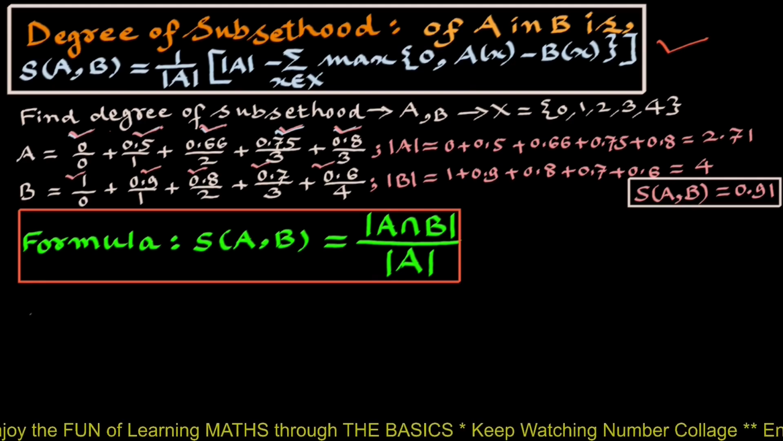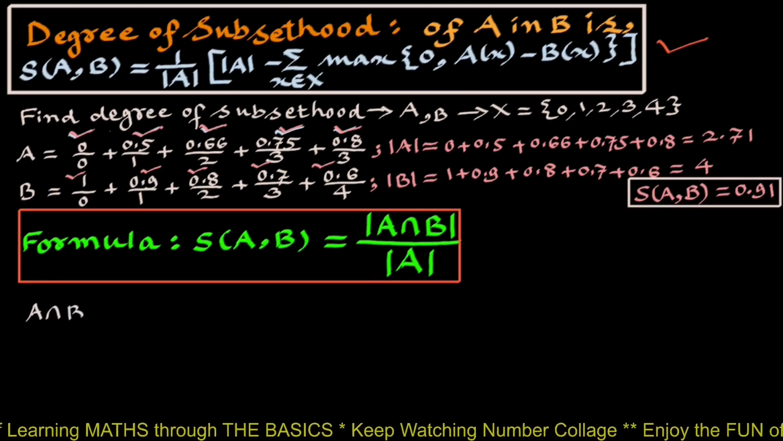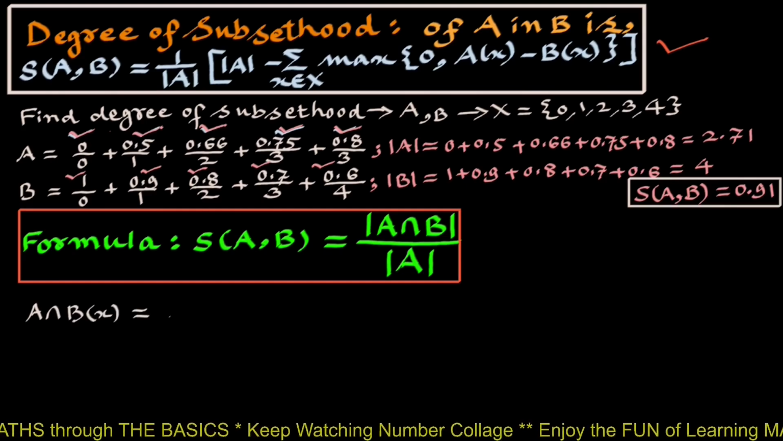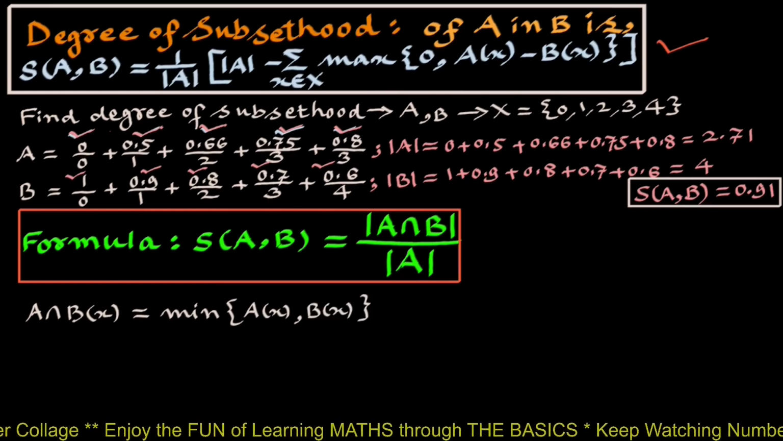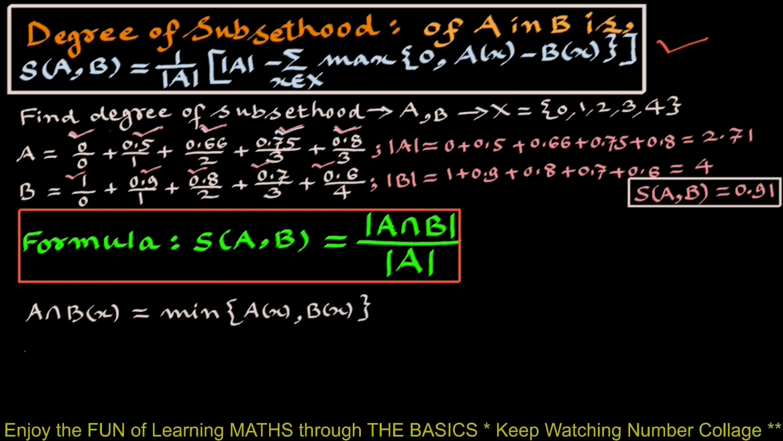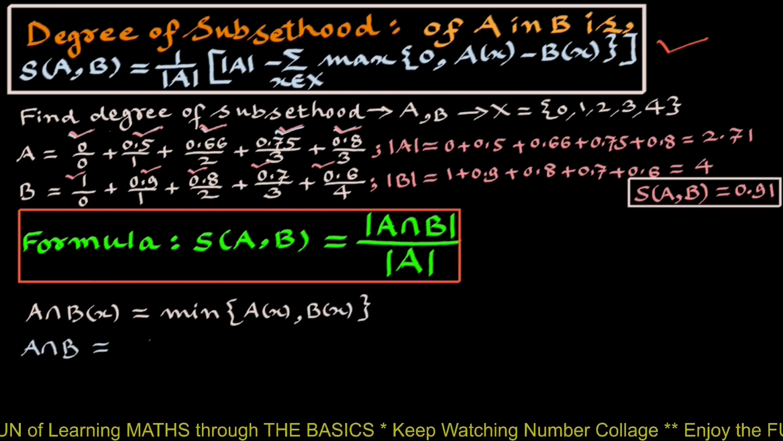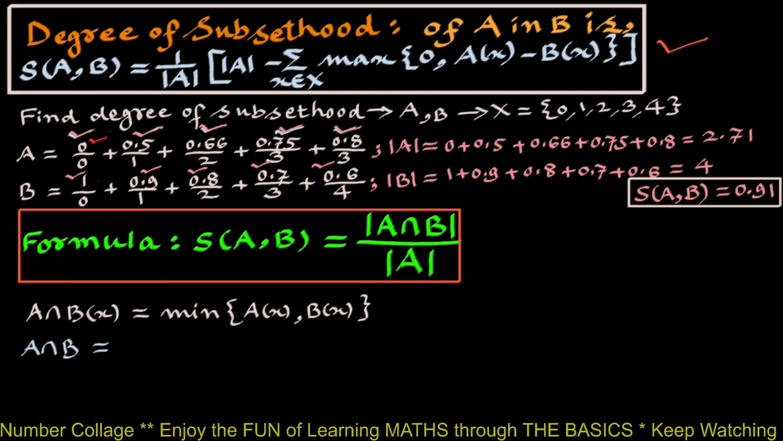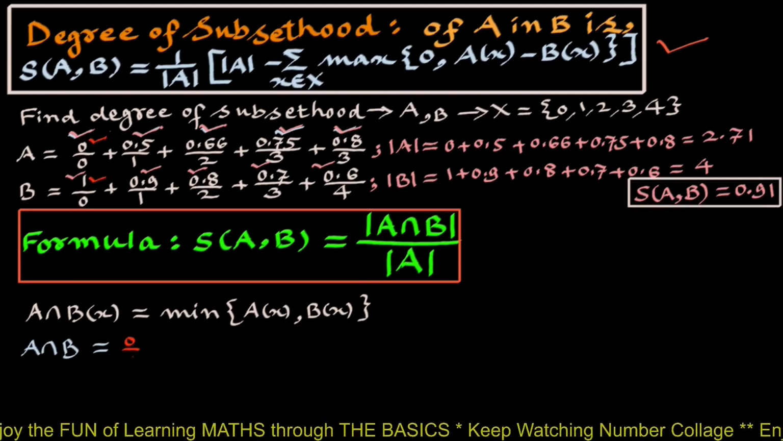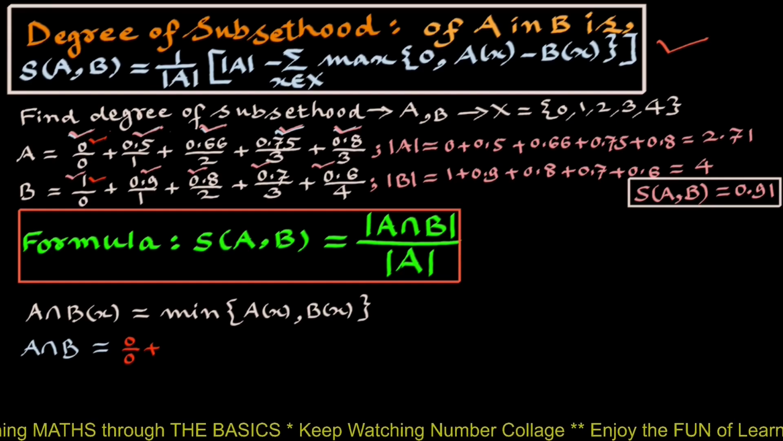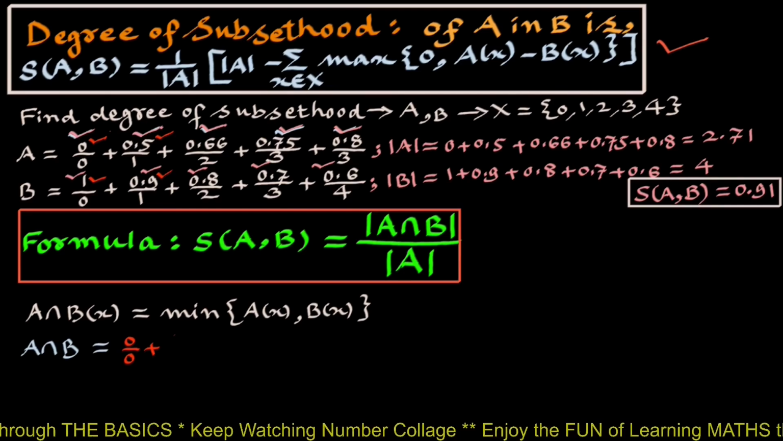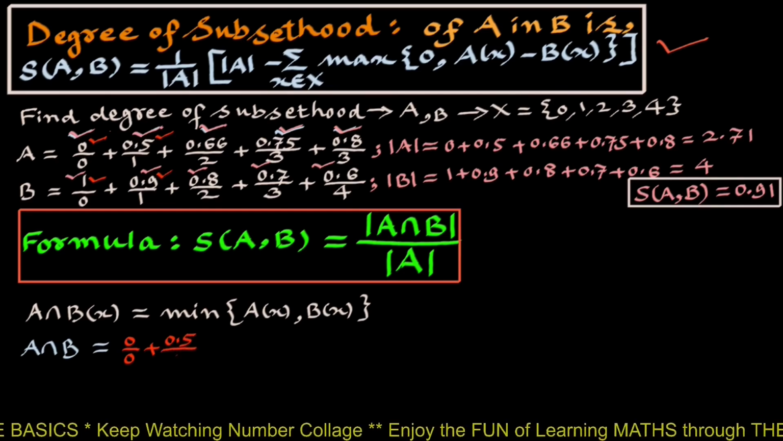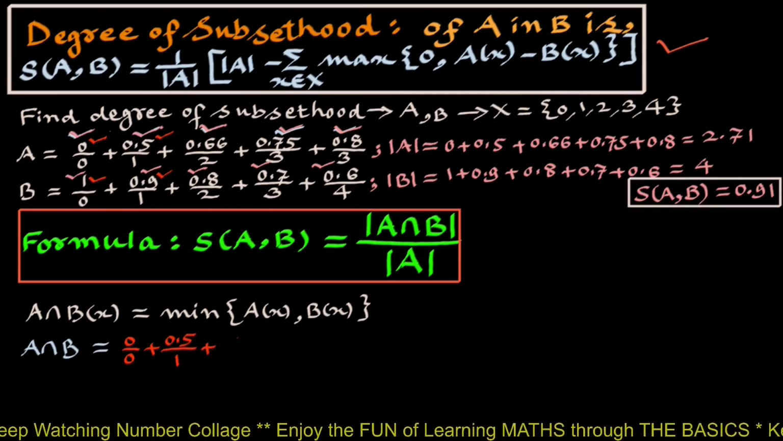We have already seen A intersection B of x is minimum of A of x and B of x, and from which we will write A intersection B to be minimum of this 0 and this 1, 0 upon 0, plus minimum of this 0.5 and this 0.9, 0.5 upon 1, plus etc.